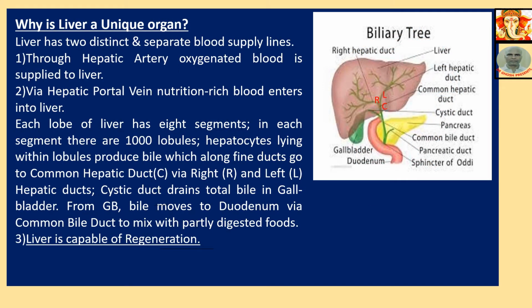Why is liver a unique organ? Liver has two distinct and separate blood supply lines. Number one, through hepatic artery, oxygenated blood is supplied to the liver. Liver is an organ that needs its own blood supply, that is hepatic artery. This blood supplies the energy, the oxygen, the nutrients to the liver.